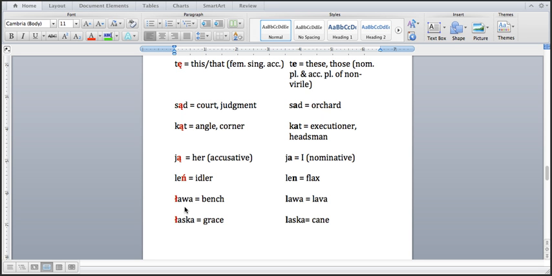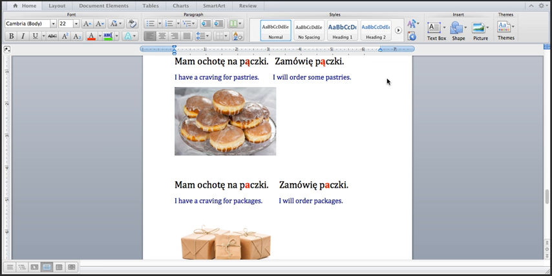Ława means bench. Lawa is lava. Łaska, grace. Laska, cane. Diacritics in Polish cannot be omitted because an expression will be pronounced differently, pączki versus paczki, and the meaning will change. Pączki, pastries. Paczki, packages.